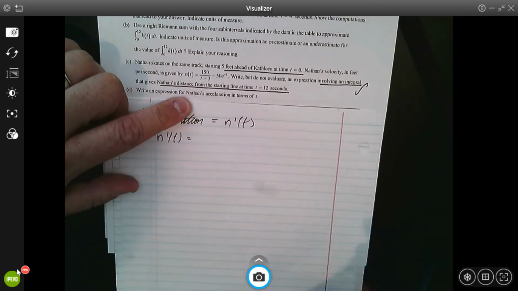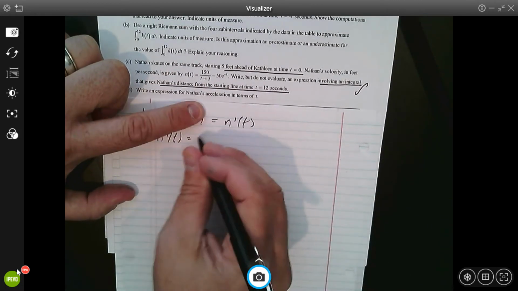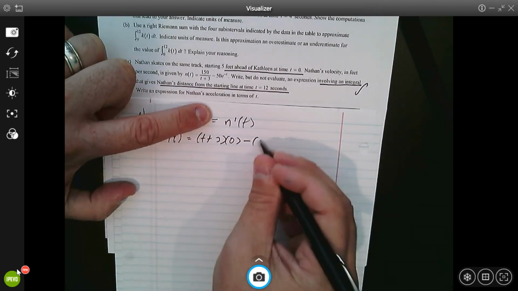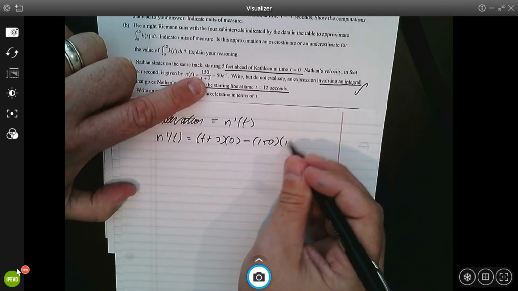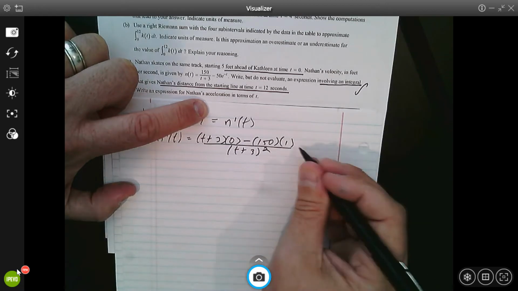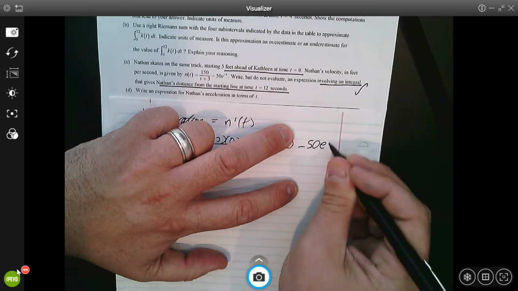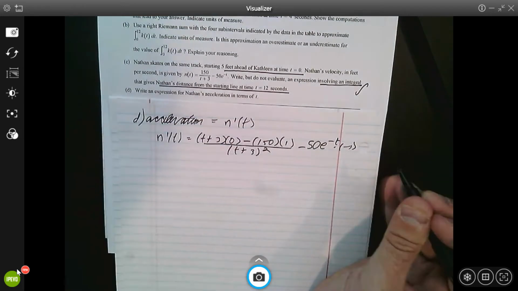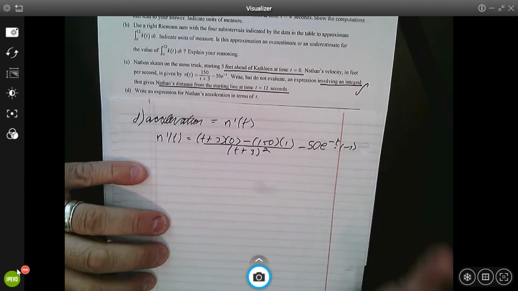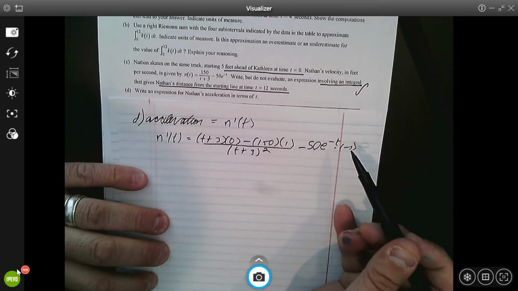Okay, that's better. To find the derivative of 150 divided by t plus 3, we're going to use the quotient rule. So low d high, derivative of 150 is 0, minus high d low, all over low, minus the derivative of 50 e to the negative t. Well, that's 50 e to the negative t times negative 1. That times negative 1 is coming from the chain rule. And all they've asked me to do is come up with an expression for his acceleration. Here we go. They didn't ask me to simplify.